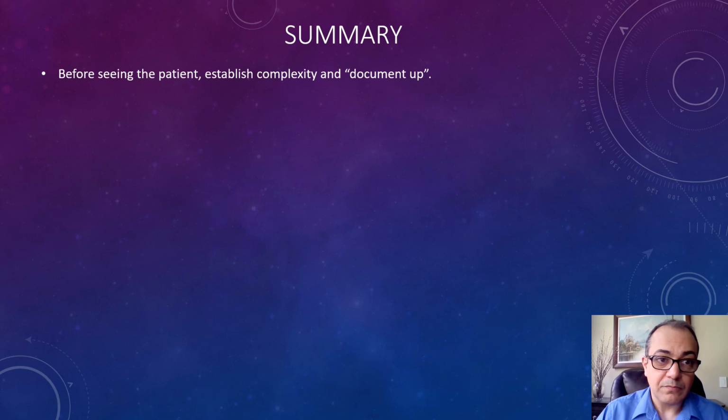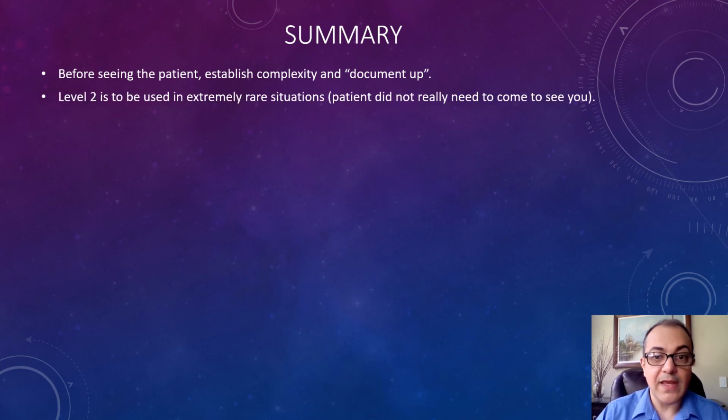So in summary, before seeing the patient, you have to establish complexity, have a basic idea of how much your visit is going to be in terms of involvement, in terms of analysis, risk, problems that you're going to see, and then you document up, meaning that documenting up is a concept where you know that this case is complex, but now after you're done with the case, you have to put in the points that show why this case is complex, why it takes you time, why it is high risk or complicated case or so forth.